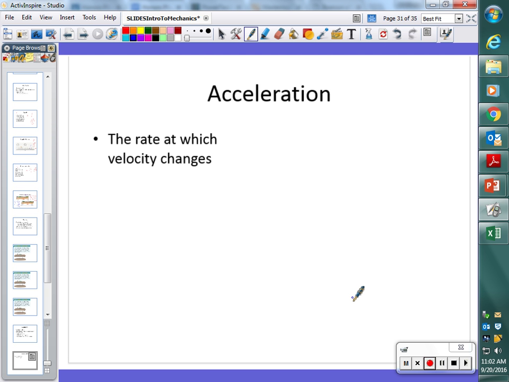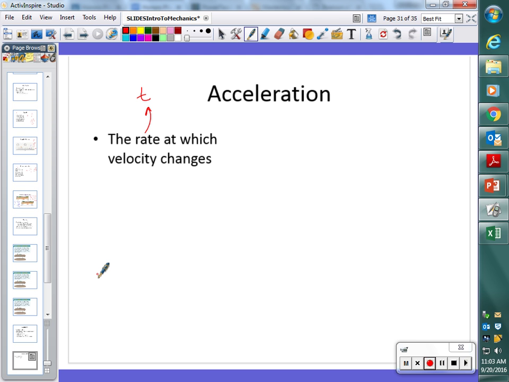Now, my warning goes out to you again. Make sure we know our vocab. Acceleration is a term that you've heard before, and it's one you've used. But here it means something specific. And it's described as the rate at which velocity changes. If it's a rate, what does that mean? It's over time. So we still got this part.